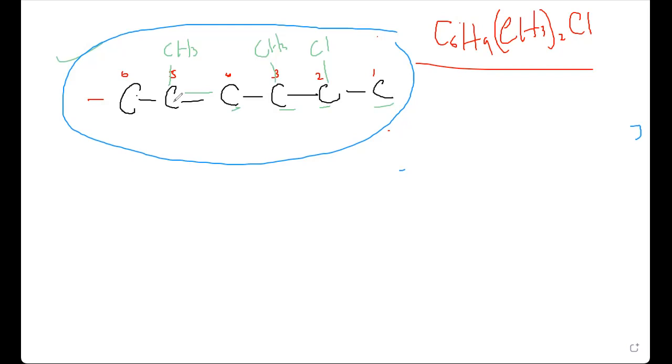Now let's draw the skeletal formula. 1, 2, 3, 4, 5, 6. Okay. At the second carbon, I have, okay, 1, 2, 3, 4, 5, 6. Let me make it a little bigger. Okay. 1, 2, 3, 4, 5, 6. Okay. First, you can draw the double bonding. I'm just changing the color so that you could see this one, and this one.